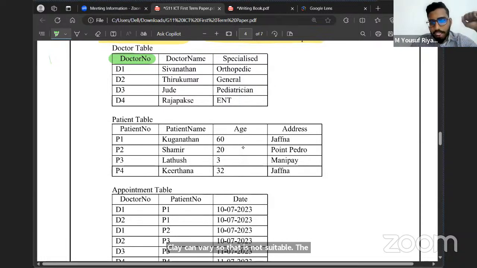Similarly, in the patient table, what is the most suitable primary key? Like the most suitable unique field? Exactly. In the patient table, it's going to be the patient number because all the other field values can change, or all the other field values can even repeat, right?